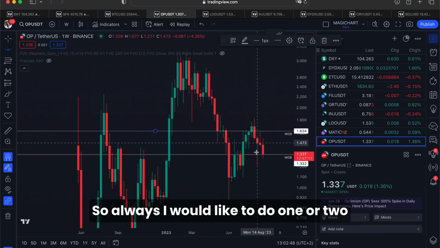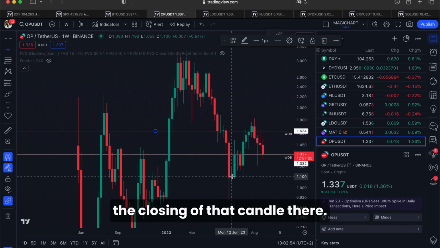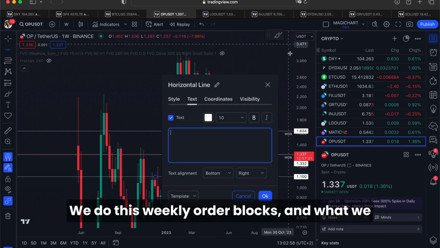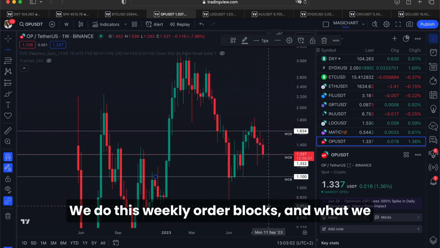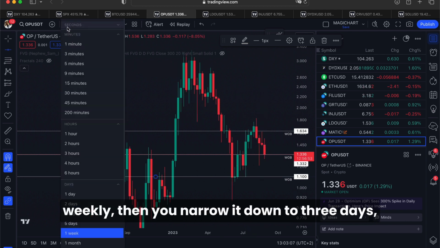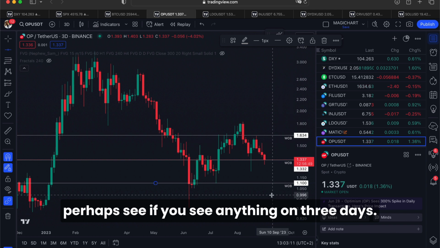So always I would like to do one or two above current price or one or two below current price. So below, I'm going to select the closing of that candle there. That's definitely a nice order block. We do this weekly order blocks. And what we can possibly then do is, if you select the weekly, then you narrow it down to 3 days perhaps. See if you see anything on 3 days.